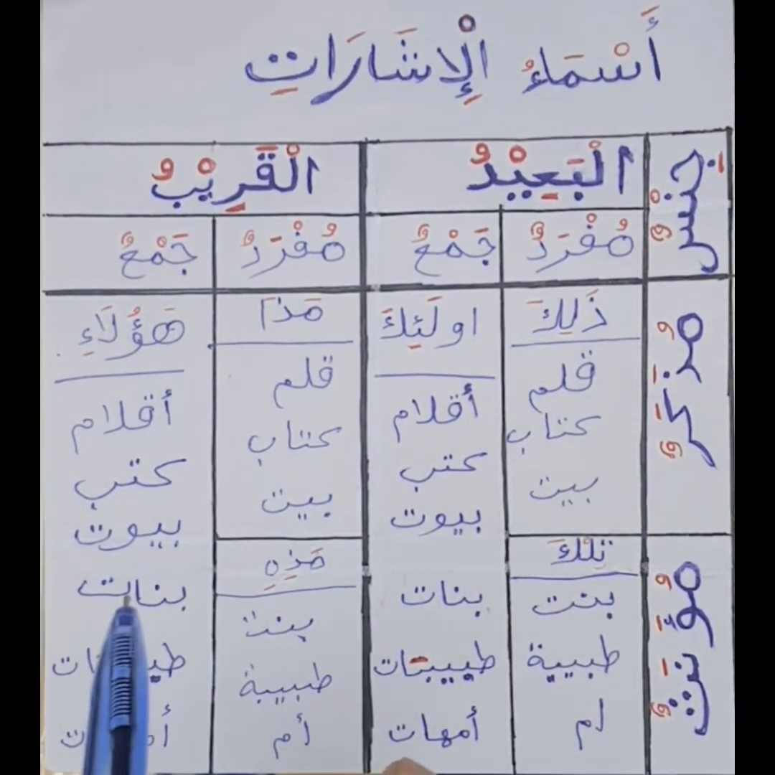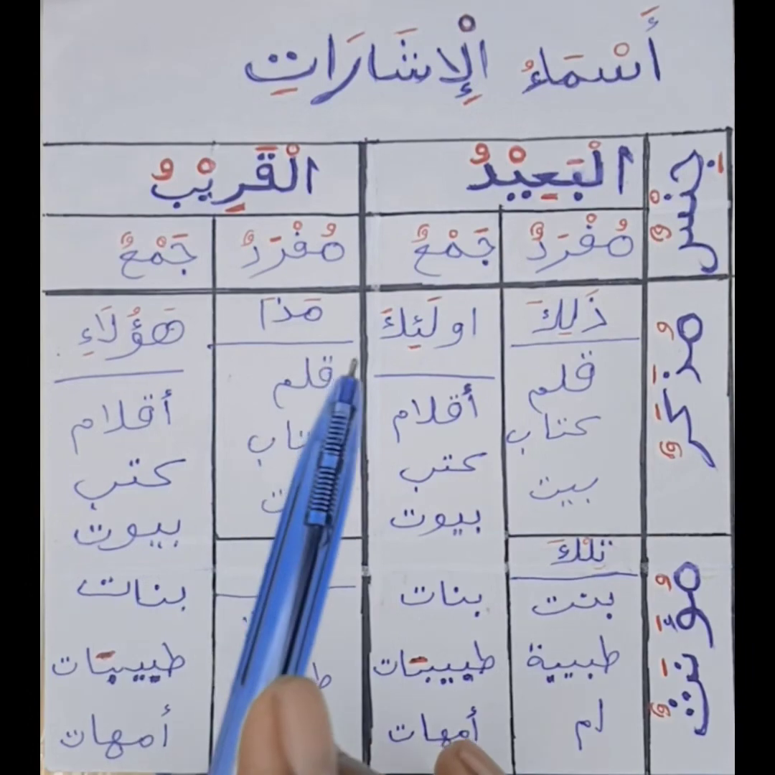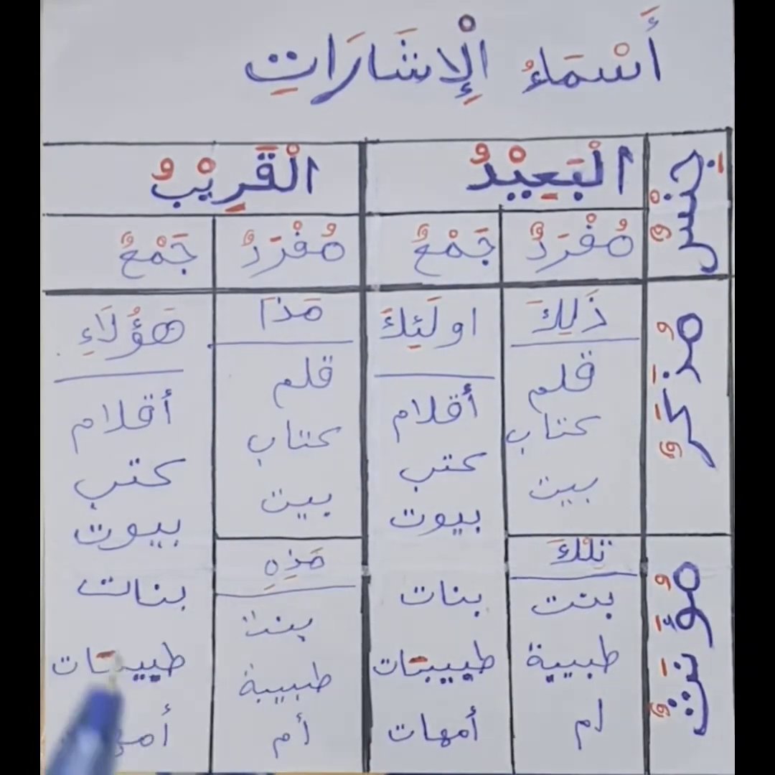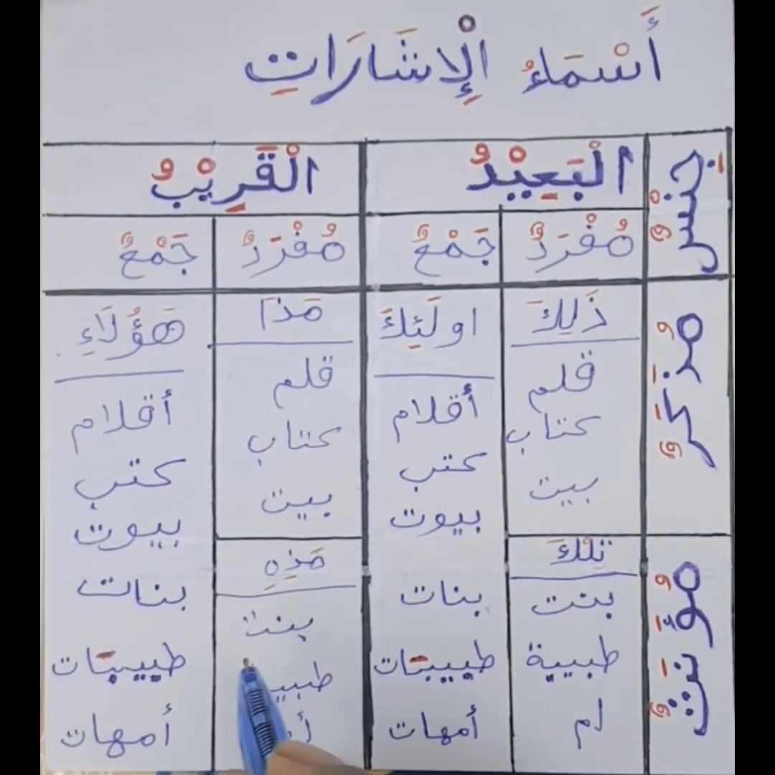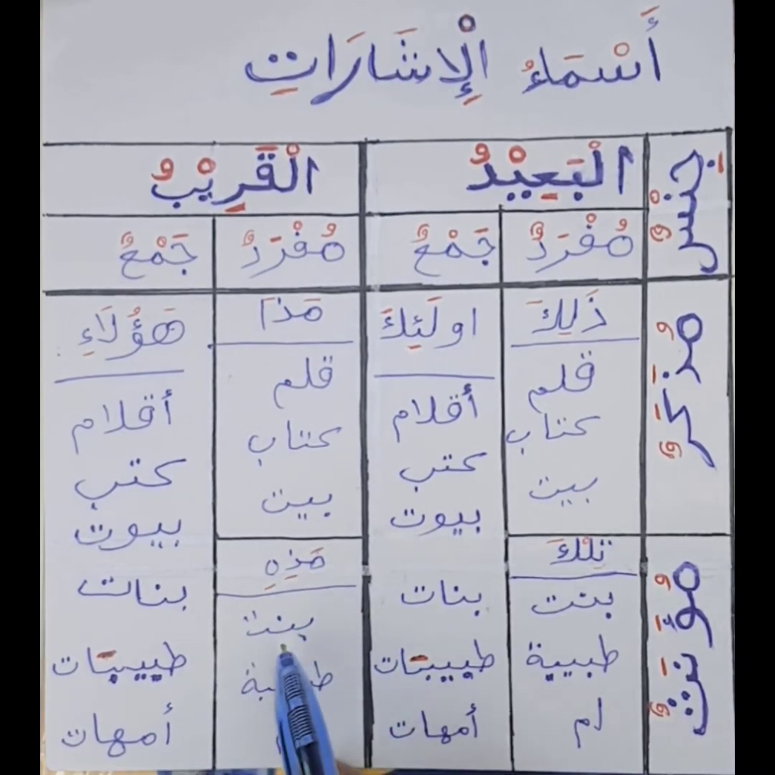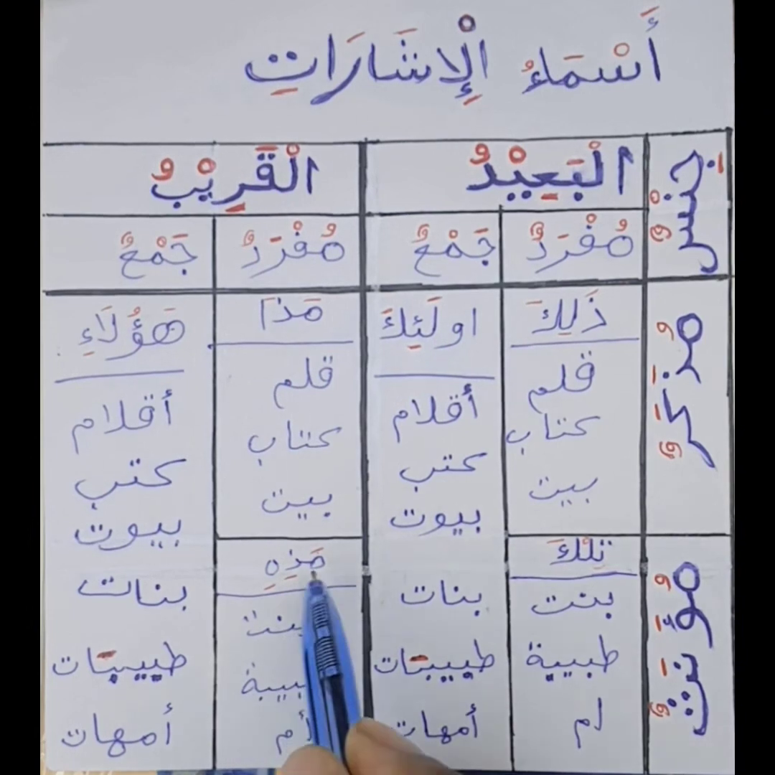Then, if the single word I'm trying to point at is closer to me, but it is a feminine word like bintun, a girl, tabibatun, a female doctor, ummun, mother, I use hazihi to point at that noun. Example: hazihi bintun, this is a girl. Hazihi tabibatun, this is a female nurse. Hazihi ummun, this is a mother.